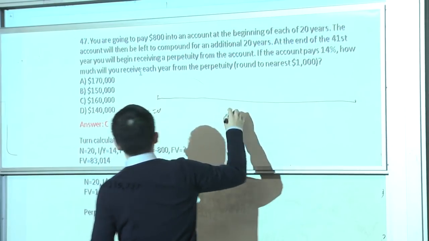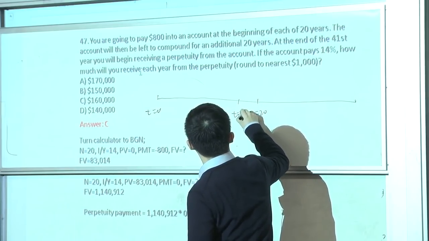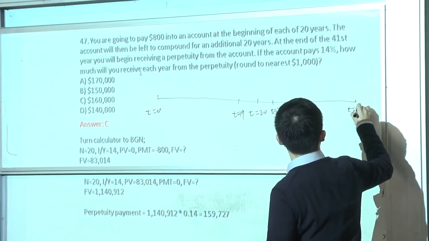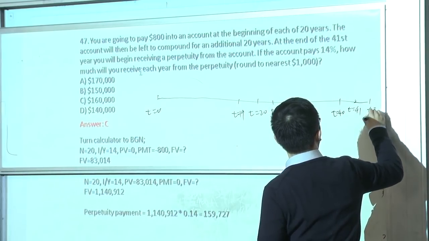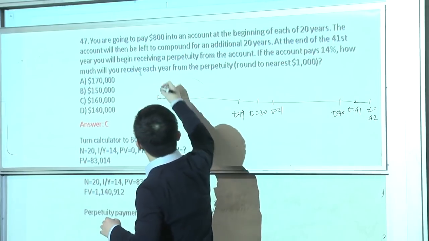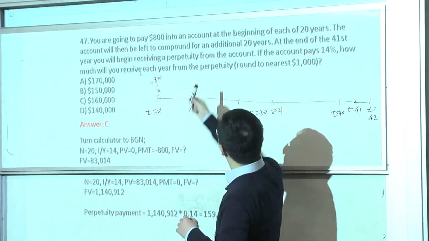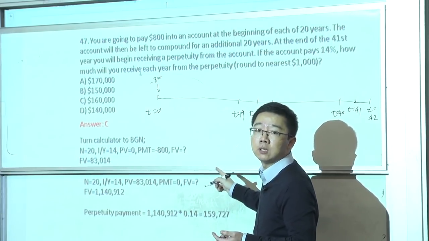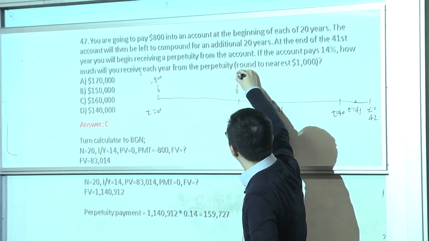T equal to 0 and T equal to, say, 20. T equal to 19. T equal to 21. All right, and something happened around the T equal to 40 or 41, right? Something right here, 42. Okay, we'll just put those numbers. Okay, now you're going to pay $800 for 20 years, starting from now, at the beginning of each year, right? 20 payments. When is the last payment? T equal to what? 19, right? This is the last one.